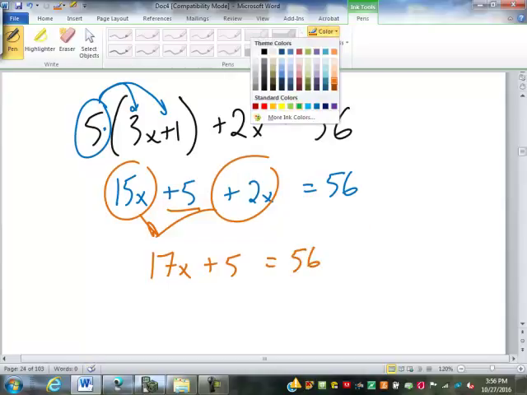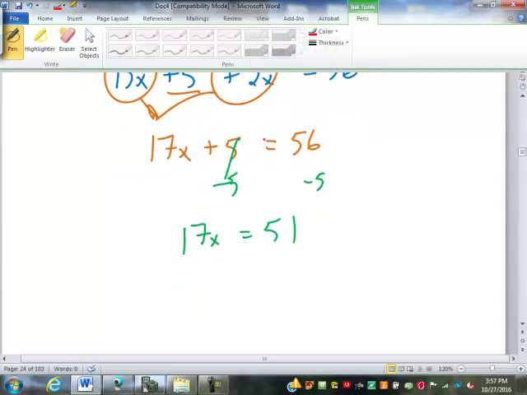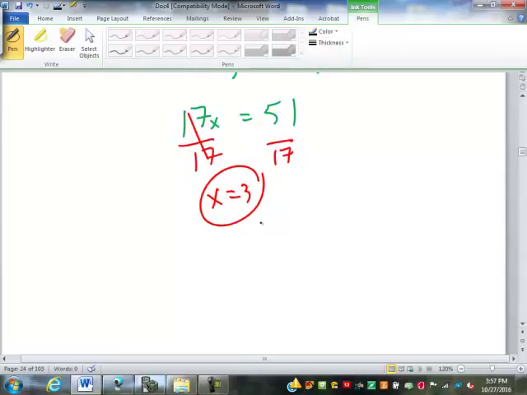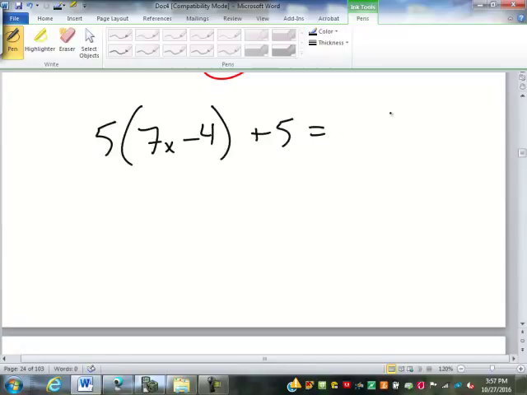Now we can start to solve. So what are we going to do first? Minus 5. So we subtract 5. It's 17x equals 51. And then divide by 17. X equals 3. Perfect. Any questions? Okay, I want you guys to try one in your notes. Try that one quick.